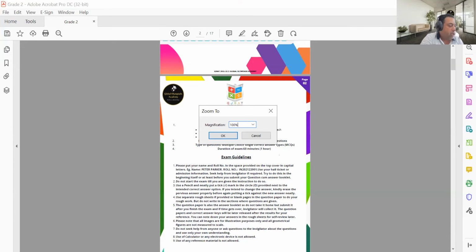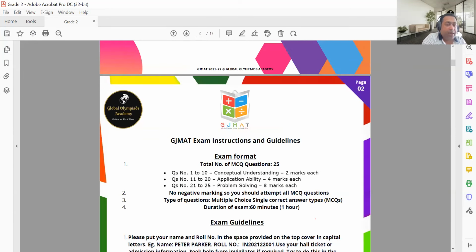So we see here that the exam format has got 25 questions, multiple choice, single answer questions. Question number 1 to question number 10, it's on conceptual understanding. How clear are your concepts? So those are 2 marks each. Question number 11 to 20 is application ability. So those will have applications, in form of word problems, which are 4 marks each.